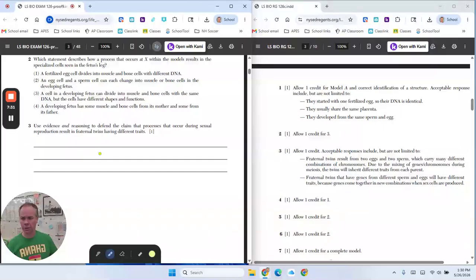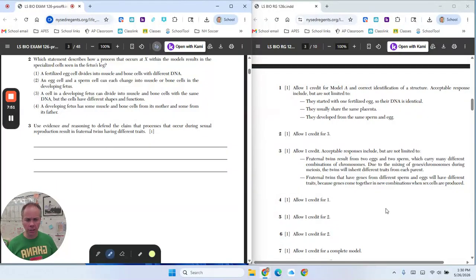Okay, then we move on to question 3. Use evidence and reasoning to defend the claim that processes that occur during sexual reproduction result in fraternal twins having different traits. So now we're focused on those fraternal twins and why they have different traits. Okay, and we're thinking about sexual reproduction.